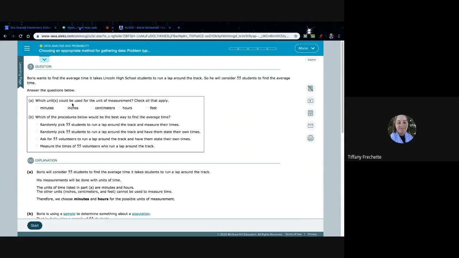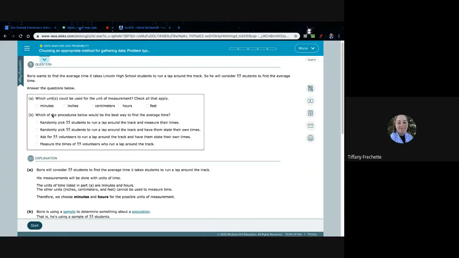So question A, which unit could be used for the unit of measurement? Check all that apply. So we need to think of the scenario they gave us. Boris wants to find the average time it takes Lincoln High School students to run a lap. So running a lap shouldn't take you very long. And if we're thinking about the average time, we want to go with time. So we have minutes or hours, because inches, centimeters, and feet, those are length, right? So minutes or hours. Well, if you're only running one lap, it's probably going to be minutes. That makes the most sense.